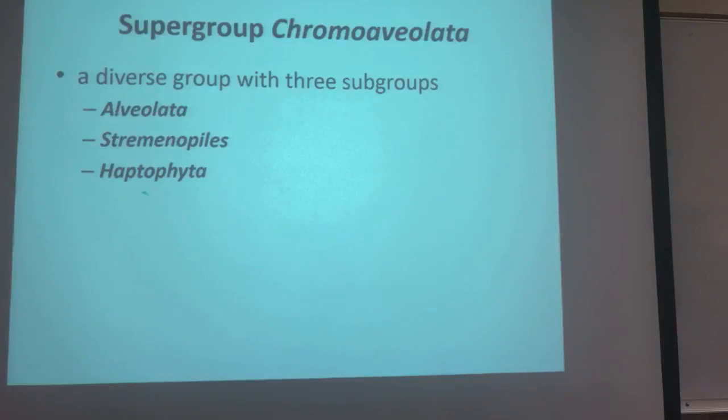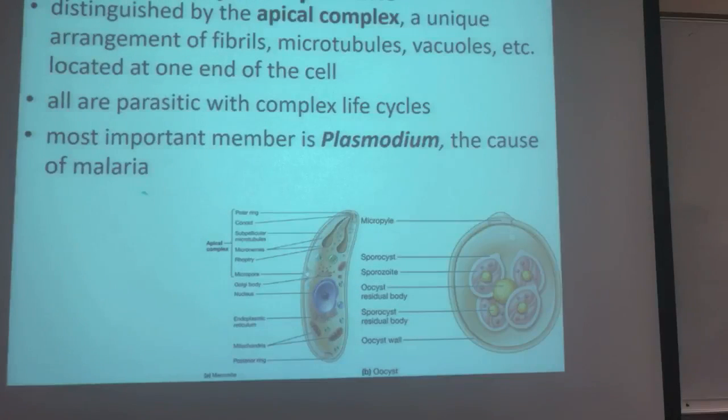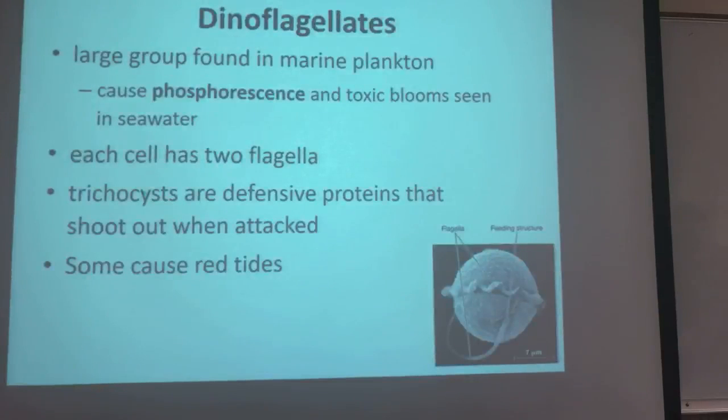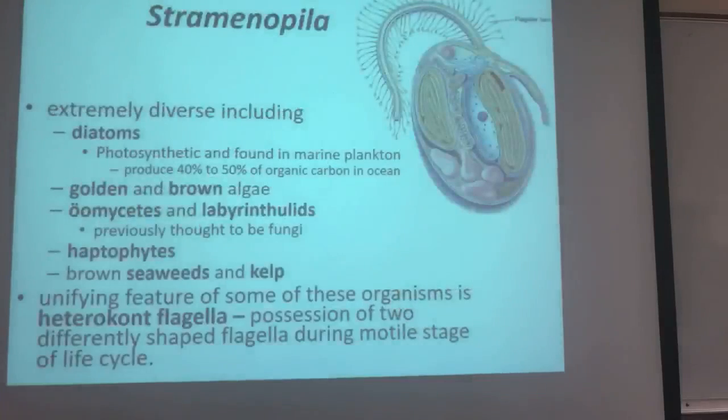We talked about Chromalveolata. What do you need to know about these? The apicomplexans have an apical complex, right? And an example is Plasmodium. Dinoflagellates, these guys are responsible for red tides. Ciliates, we talked about Paramecium. These move about with cilia.